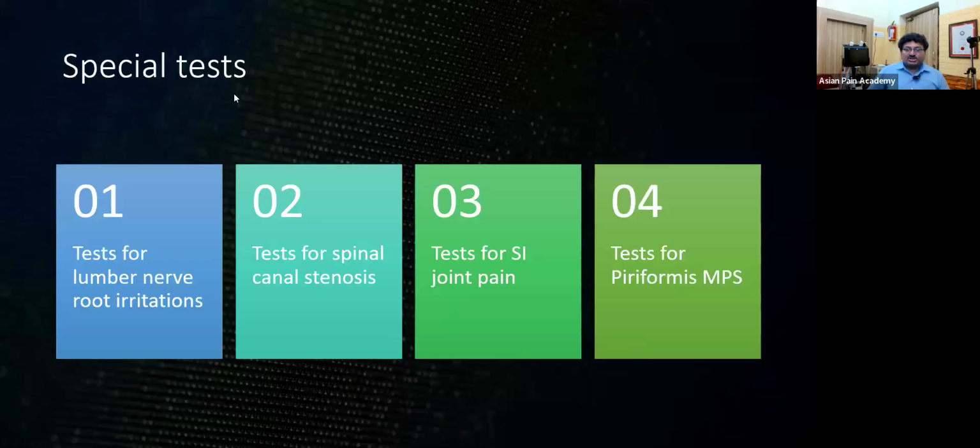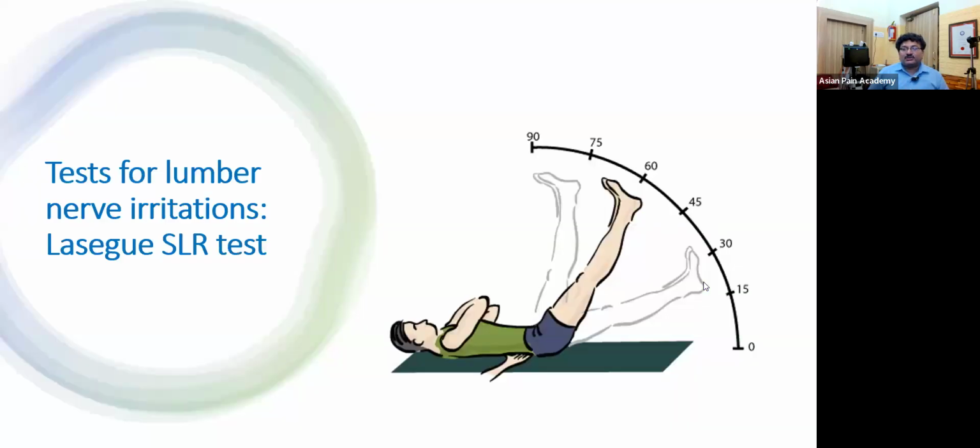Now come to the special tests. For lumbar root irritation, usually the straight leg raising test, then the test for spinal canal stenosis, test for sacroiliac joint pain, test for piriformis. These are the common tests we perform for the lower limb. So the SLR test I have already talked about.